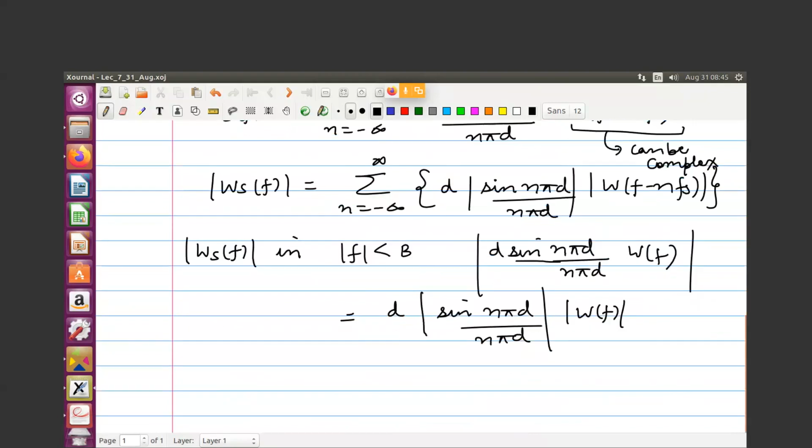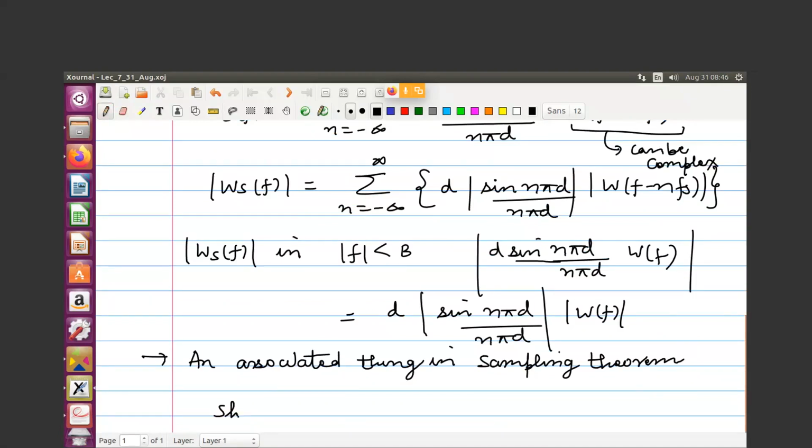Now, an associated thing in the sampling theorem. There also there is a trouble. Why is there a trouble? Because the sampling theorem says that you will have shifted replicas of the original spectrum. It simply says this. It doesn't say that this will be the property of the magnitude spectrum.